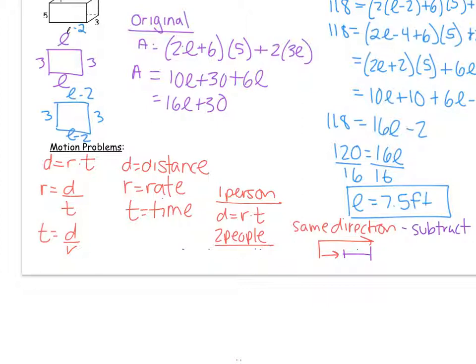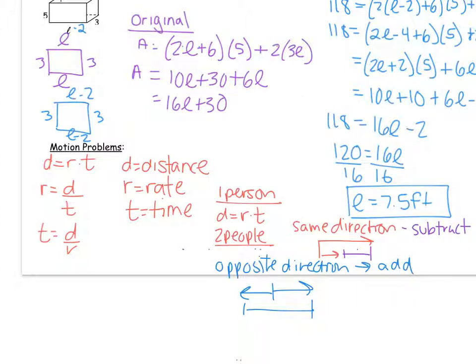If we have people that are traveling in the opposite directions, then I usually draw my picture more like this. And to find the distance between them, we're going to add their distances. So same, subtract, SS; opposite, add, OA.